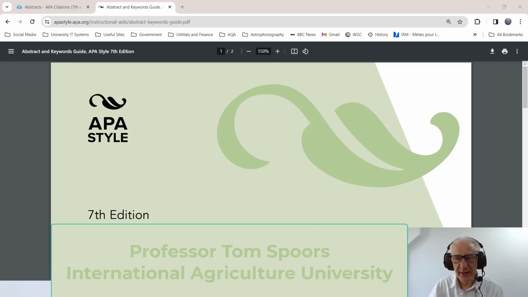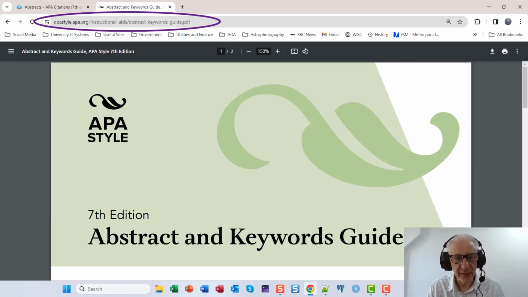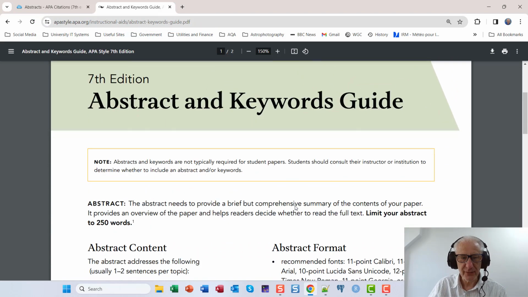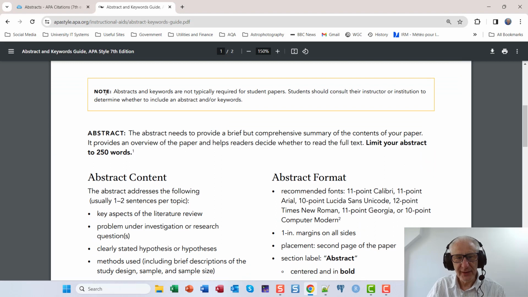So I'm just going to talk for a short time about the APA abstract, which I've asked you to include in your academic posters. On the screen, you should be able to see clearly enough, this is from the APA themselves, an APA style note, 7th edition Abstract and Keywords Guide. It says here that abstracts and keywords are not typically required for student papers. Students should consult their instructor or institution to determine whether they include an abstract and or keywords.